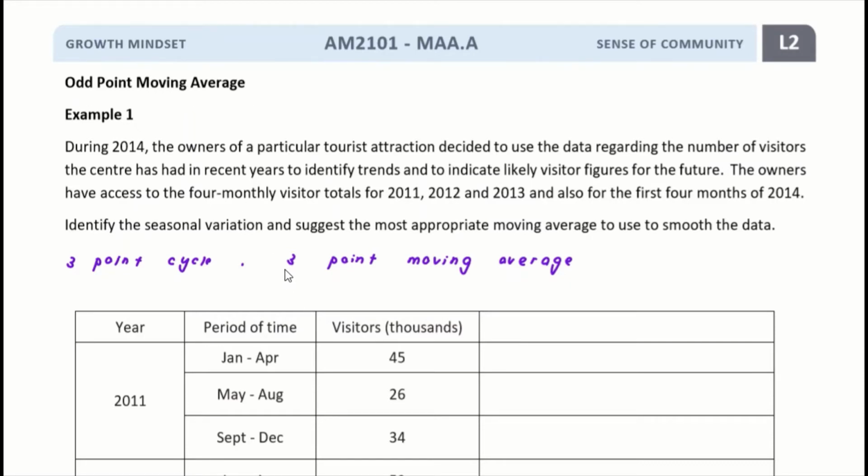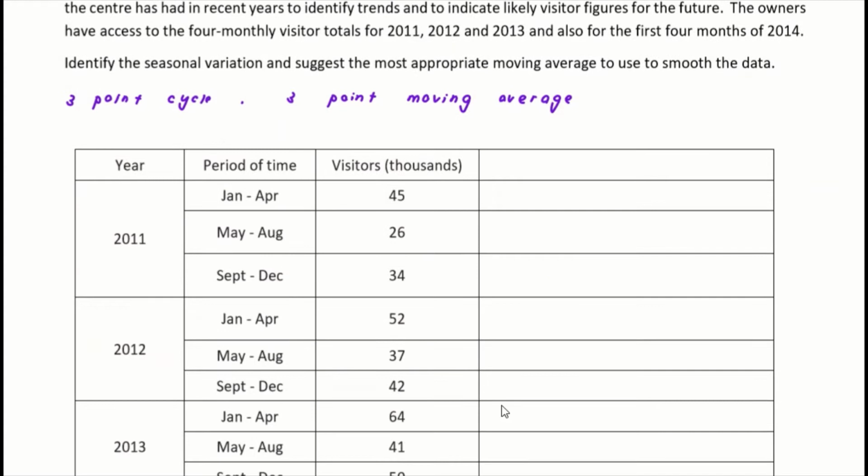There's no 1 point. So 3 point, 5 point, 7 point, 9 point, 11 point, all these are called odd point moving averages. Then we are going to use the same method later for 2 point, 4 point, 6 point, 8 point, which is the even point moving average. Now, by looking at this set of data, we need to carry out a 3-point moving average to help us smooth the data. So now let's try to do that.